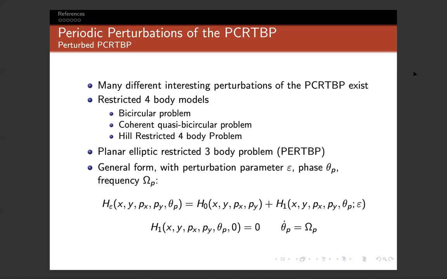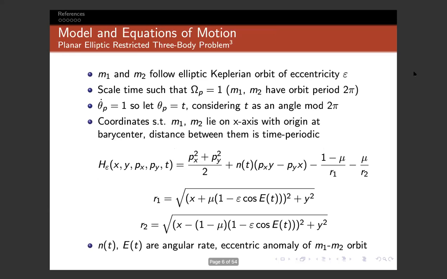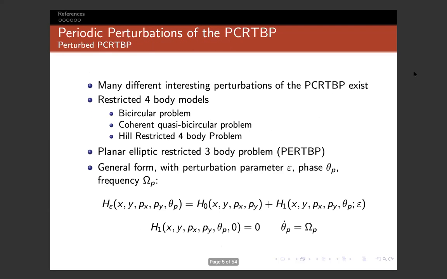And the general form of such periodically perturbed systems is where you have a perturbation parameter epsilon and a perturbation phase theta sub p with a frequency big omega sub p, such that the perturbation phase theta sub p advances at the constant rate big omega p, and then H sub epsilon is just H sub 0 plus H sub 1, where H sub 1 vanishes for epsilon equals 0.